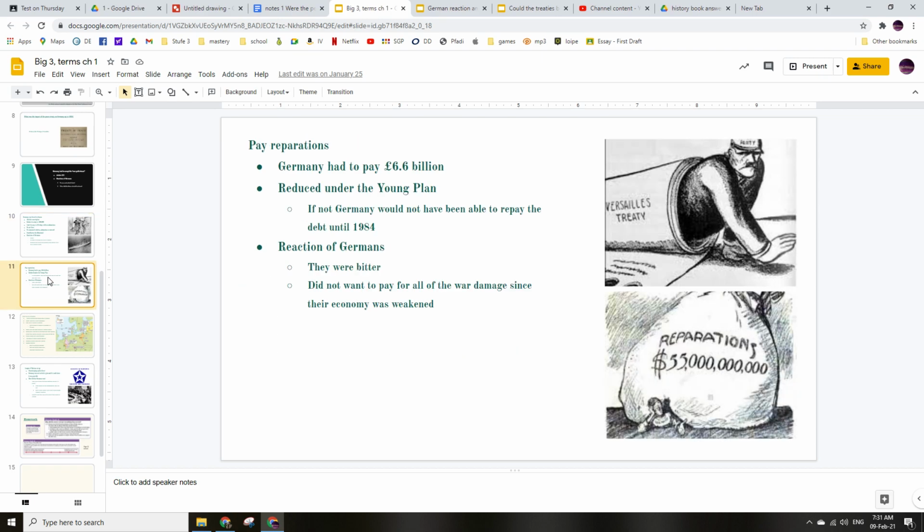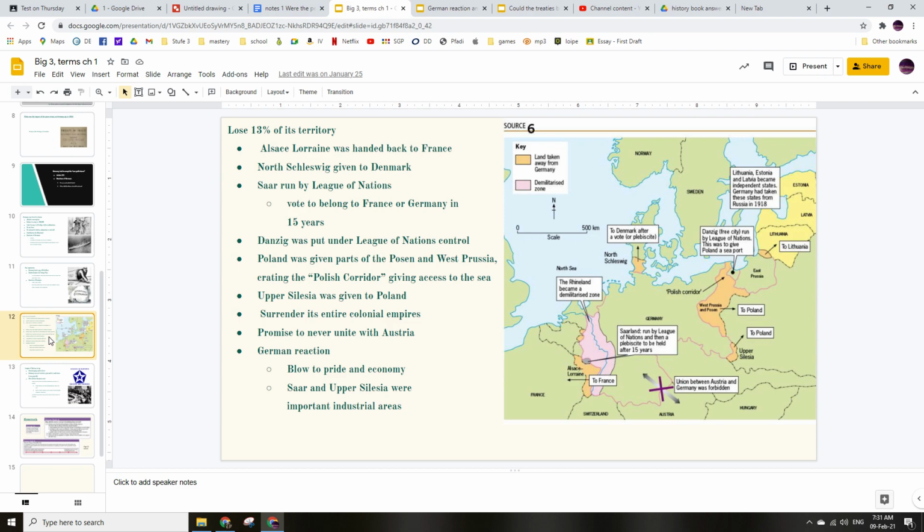For reparations, Germany had to pay for the war damage in the amount of $6.6 billion. Again, that would be a perfect answer. Germany lost 13% of its territory, many of the areas given to France, including Alsace-Lorraine. That's enough. So explain, then give me an example.